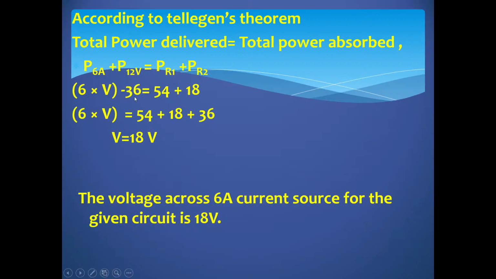So 6 into V is equal to, send the minus 36 to the other side and it becomes plus 36. Add it and divide by 6, and you will get V equal to 18 volts. So the voltage across the 6 ampere current source is 18 volts.